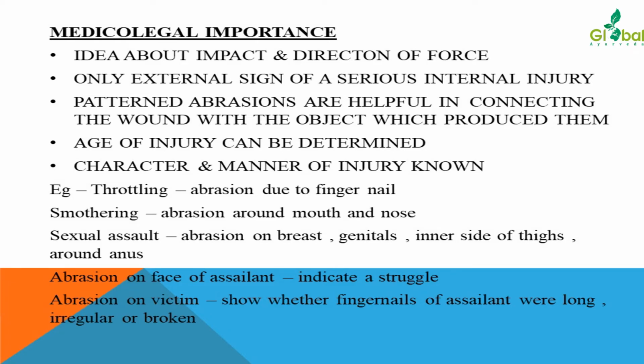So the abrasion on the face of the assailant will be indicating a struggle. In the case of murder and all, there will be any kind of abrasion on the face. It indicates that there was violence or struggle involved here. In the case of abrasion on the victim, there will be fingernails of assailant where it is long, irregular or broken surface, it will be there.